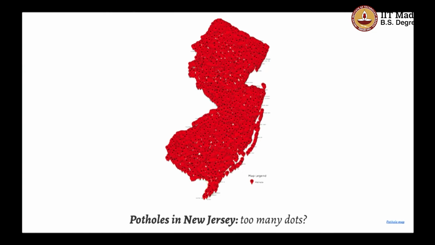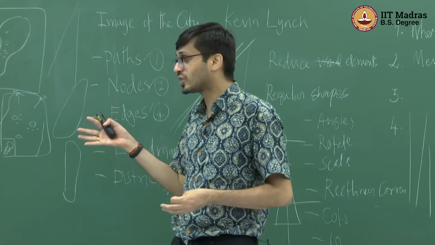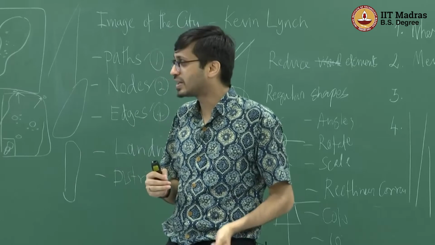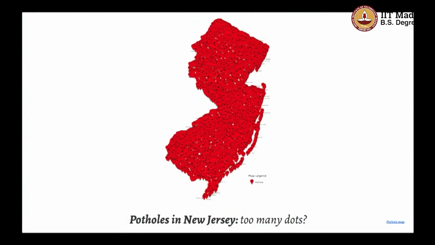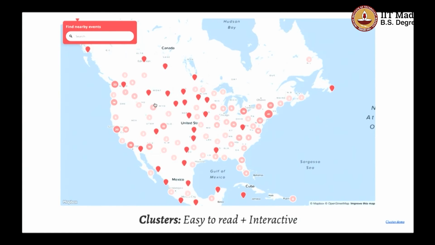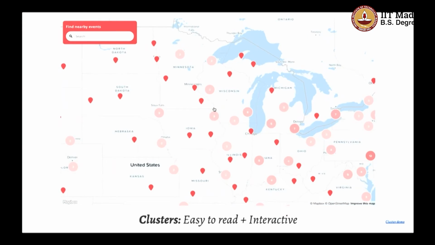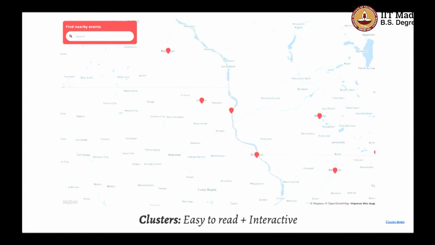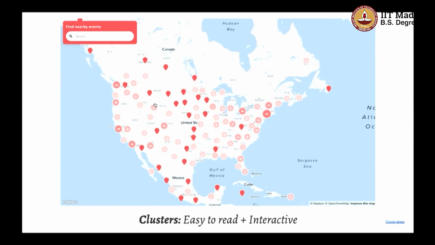However, there's only so much that you can do by putting dots on a map, right? And this is a map of potholes in New Jersey, probably very familiar to potholes in Bombay or in Bangalore, right? And this obviously is cheekily done, it's not supposed to be used, but maybe meant just as a way to highlight what's happening. But you could instead use a different technique. One of the techniques is called clustering, where you essentially have individual points, but when you zoom out, you combine those points into one circle.